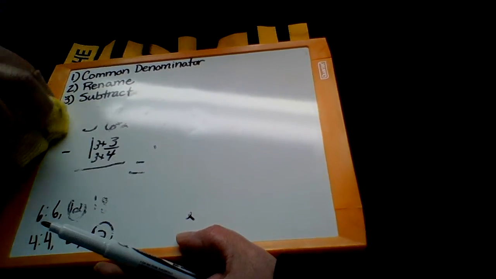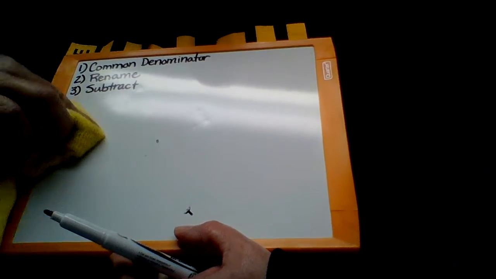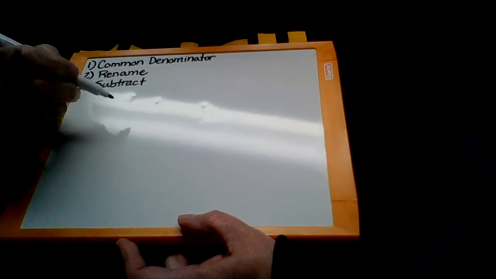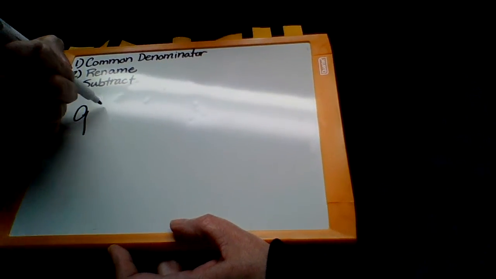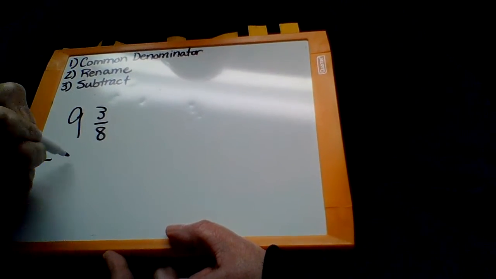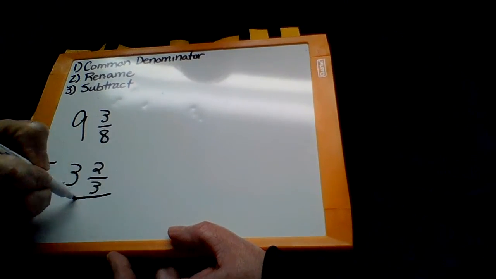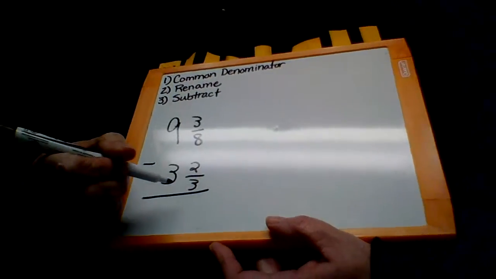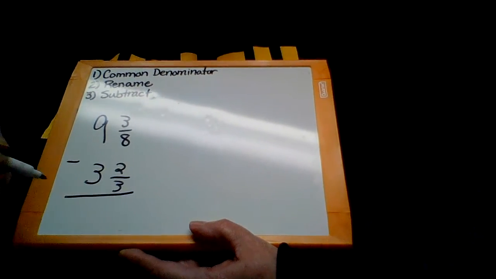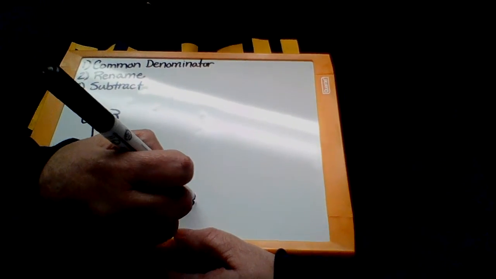Alright. And the last one we're going to do together is 9 and 3/8 minus 3 and 2/3. So again, we're going to have to find common denominators. Alright, so I'm going to do that over here where I have some more space.